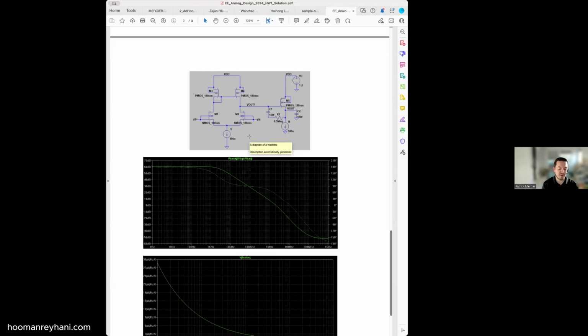Now, one thing we will learn, not today, but in lecture 3, is that sometimes it's actually more optimal to have only your input pair biased in subthreshold and your other transistors biased in above threshold, actually for noise reasons. So we'll get into those discussions in lecture 3.